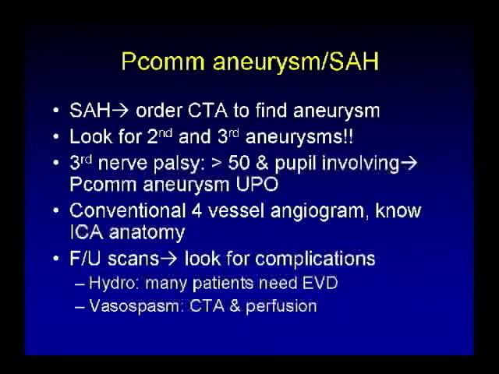So dealing with aneurysms and subarachnoid hemorrhage, when you see subarachnoid hemorrhage that's non-traumatic, also if it's in a pattern in the basilar cisterns, order the CTA to find the aneurysm. Look for the second and third aneurysms. When you have a patient coming in with a third nerve palsy, especially if it's involving the pupil, it's a Pcomm aneurysm until proven otherwise. Conventional 4-vessel angiograms are the way that we evaluate these, and so you should know your basic ICA anatomy that we've discussed. And on follow-up scans, look out for these complications.